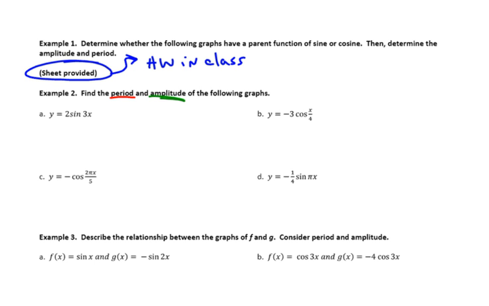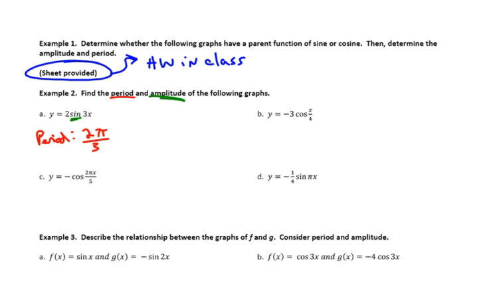So the period is defined as in the regular sine function. By the way, this is a sine function. So in the regular sine function, the period is defined from 0 to 2 pi. Okay, so the period would be 2 pi. My period for this is going to be that 2 pi, but I'm going to divide it by the number that's in front of the x. So in this case, I'm going to divide it by a 3. And so my period is going to be 2 pi over 3.